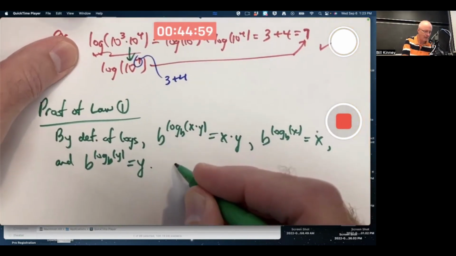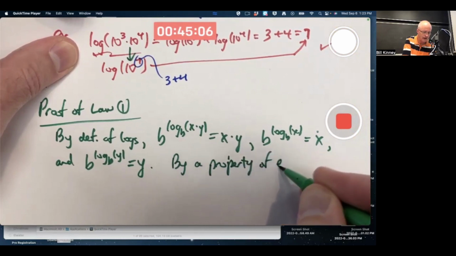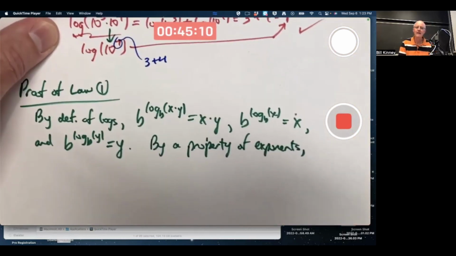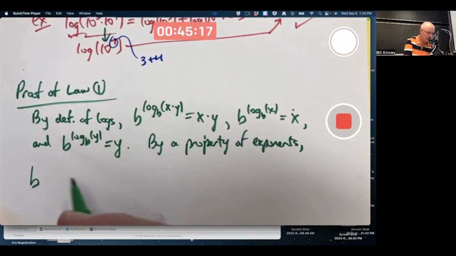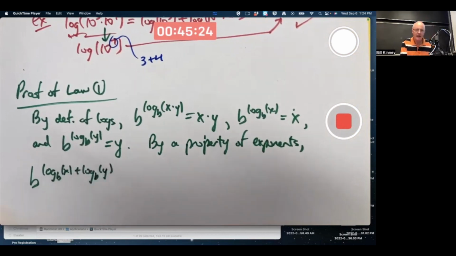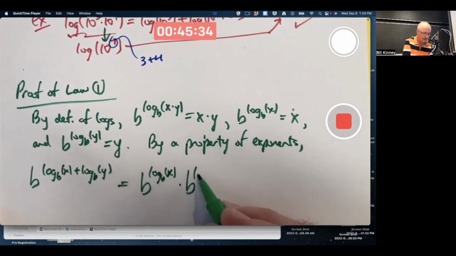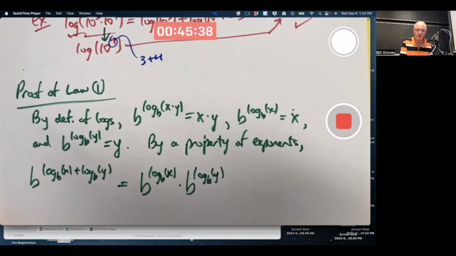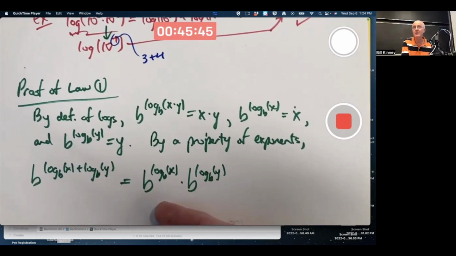What should I write? How about by a property of exponents, B to the, let's go ahead and add these exponents, those two. B to the log base B of x plus log base B of y. Boy, this is really getting messy. That's just the sum of two numbers in that exponent, though. That's B to the log base B of x times B to the log base B of y. Right? That's property of exponents. Usually you go the other way, from right to left here. You would add the exponents to go from here to here. You can go back the other way, too. Equals is symmetric. Doesn't matter which side things are on.